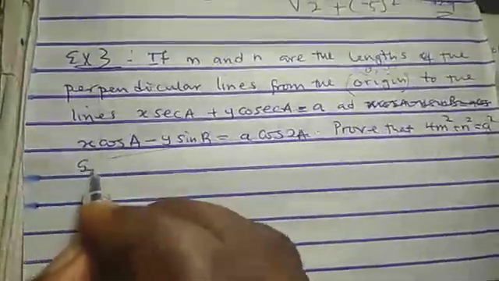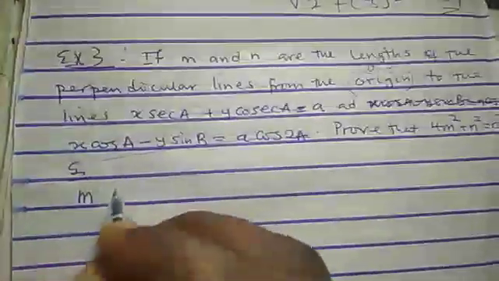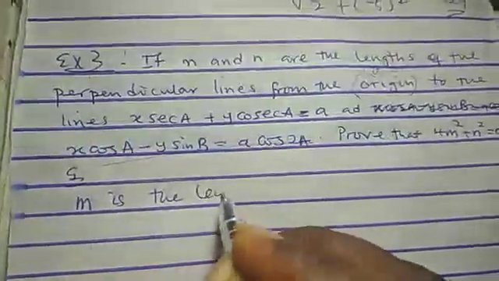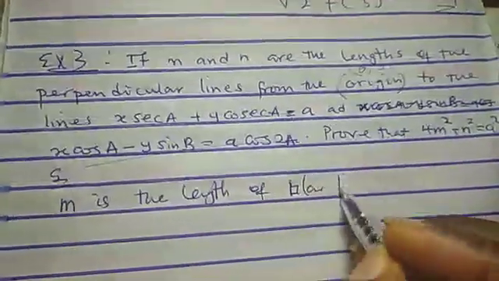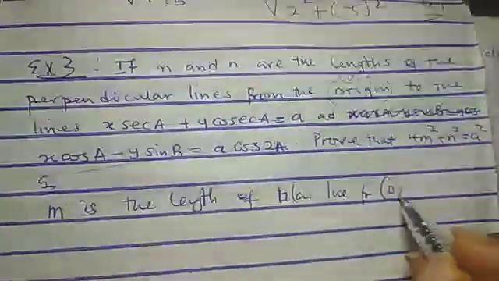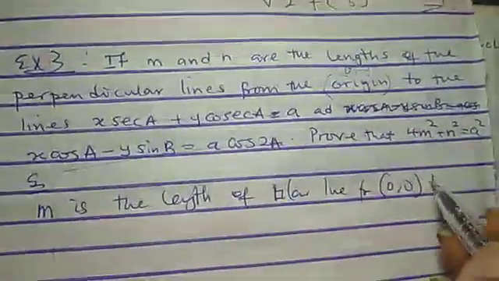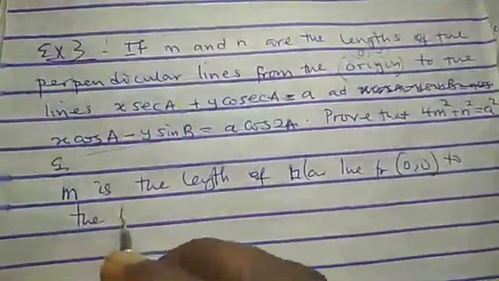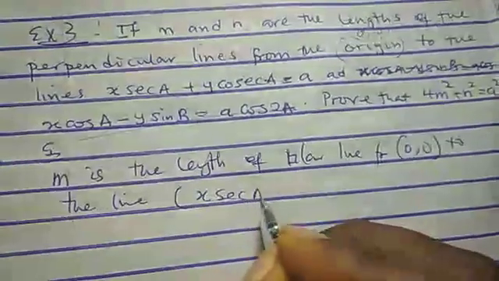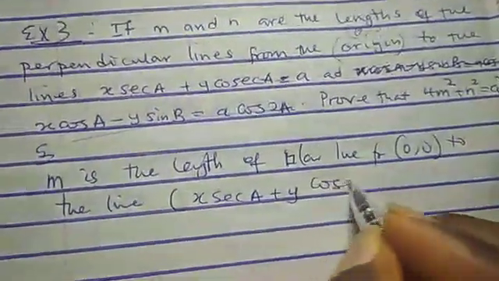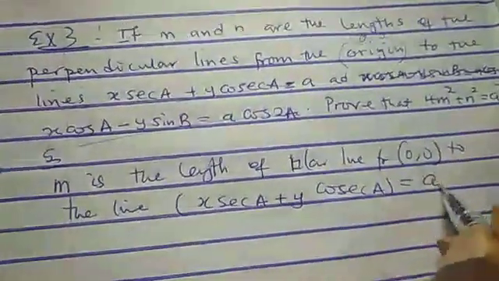Now the solution. The first thing is that m is the length of the perpendicular line from 0, 0, that is the origin, to the line. Where is the line? This is the line: x sec A plus y cosec A is equal to small a. So from this place now, I will use the formula.